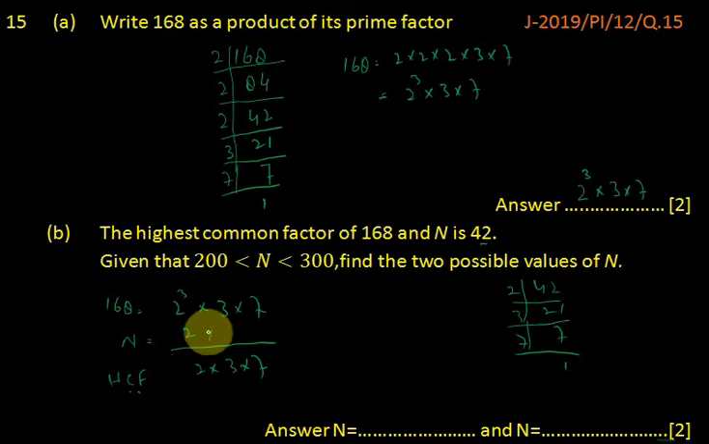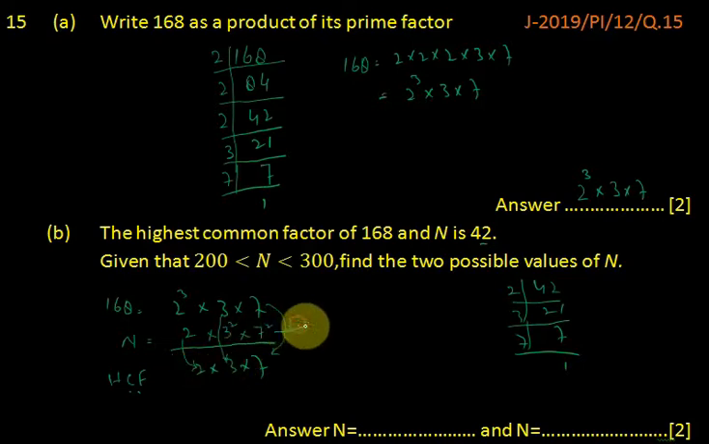Okay, so there is a possibility that 3 is there, and this 3 is common, but with the same power, so we must take 3 to the power 1 at least, so that the common and least power is the HCF. Similarly, for 7 we take the least common power as HCF.